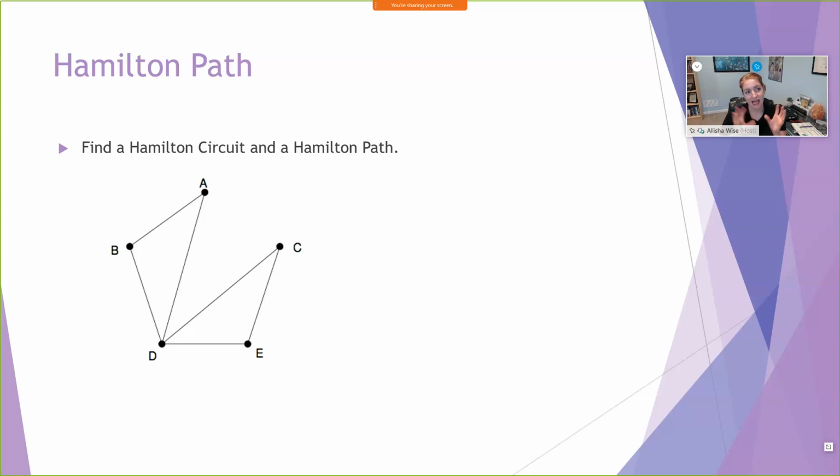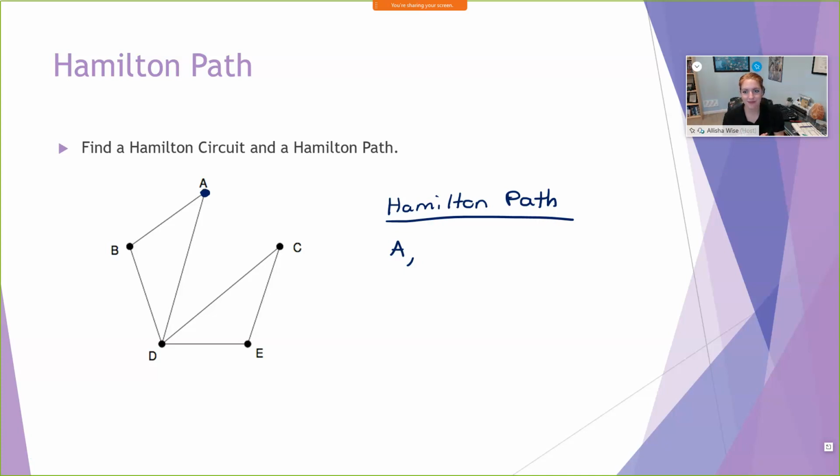So I like this one because it kind of looks like Pac-Man. So let's start with a Hamilton path. Now I want to start at A. I'm just choosing a random vertex. It doesn't matter which one. Now, Mark, not to put you on the spot or anything, but do you think you could give me a Hamilton path in this graph?